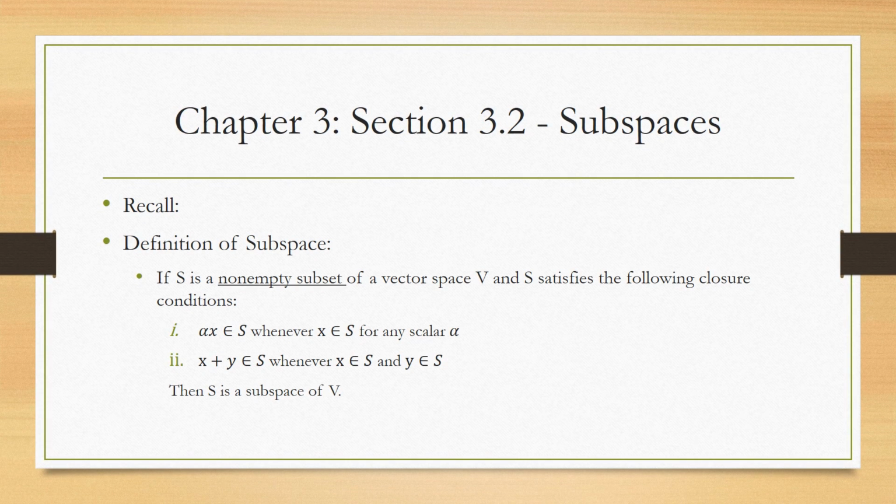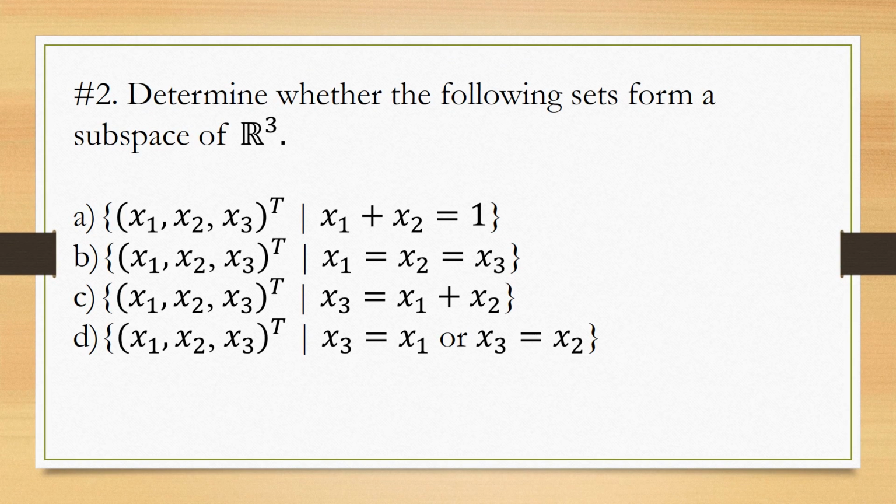Before we start, we should recall the definition of a subspace. If S is a non-empty subset of a vector space V and S satisfies the following closure conditions of scalar multiplication and addition, then S is a subspace of V. The problem I'm going to work on states, determine whether the following sets form a subspace of R3. So we have four different sets.